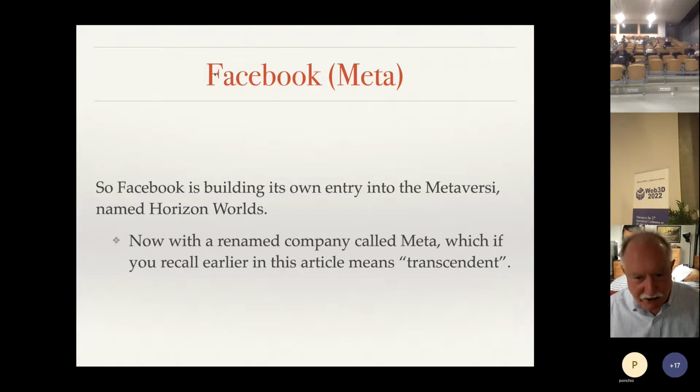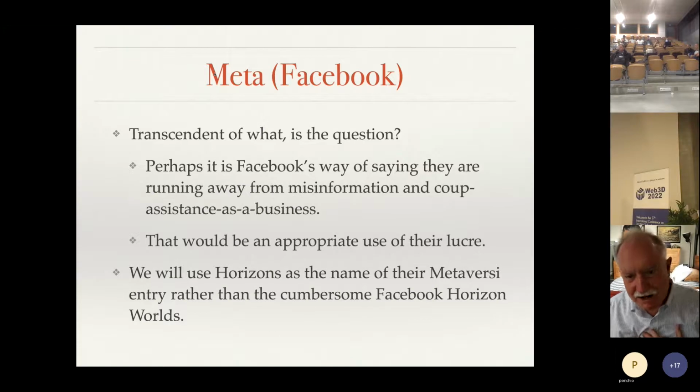So Facebook is building its own entry into the metaverse named Horizon Worlds, now with a renamed company called Meta, which, if you recall earlier in this article, means transcendent. And transcendent of what is the question? Perhaps it is Facebook's way of saying they're running away from misinformation and coup assistance as a business, while Twitter moves towards that. That would be an appropriate use of their Luca.